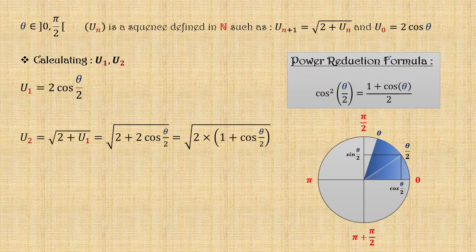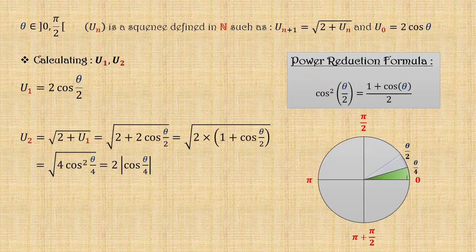As for the term u2, according to the recurring relation, it would be equal to the square root of 2 plus u1, which equals the square root of 2 plus 2 times cosine theta over 2. That equals the square root of 2 times 1 plus cosine theta over 2. So once again, in order to simplify our expression, we use our power reduction formula to replace 1 plus cosine theta over 2 by 2 times the square of cosine theta over 4. So u2 would be equal to the square root of 4 times the square of cosine theta over 4, which equals 2 times the absolute value of cosine theta over 4.